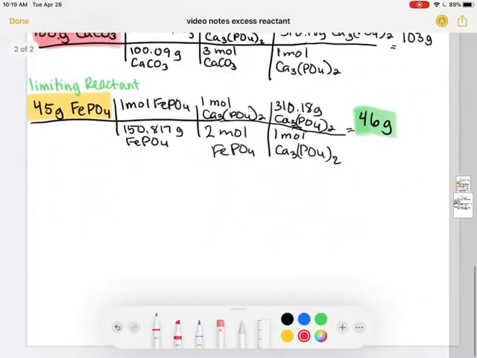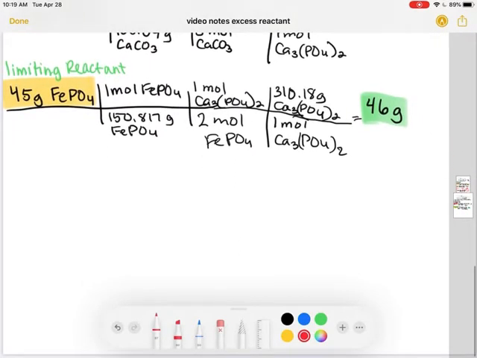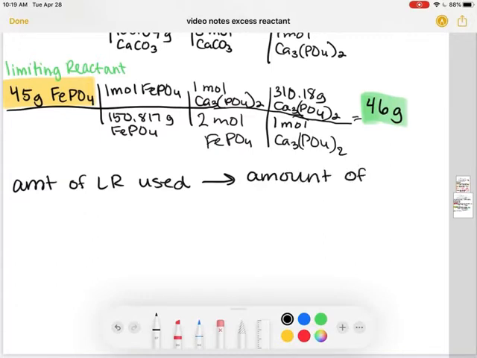Okay, so let's do it. Let's get this calcium carbonate. So we are going to go from our amount of limiting reactant used to our amount of excess reactant used. Okay, so since iron 3 phosphate is our limiting reactant, we're going to start there. 45 grams FePO4.